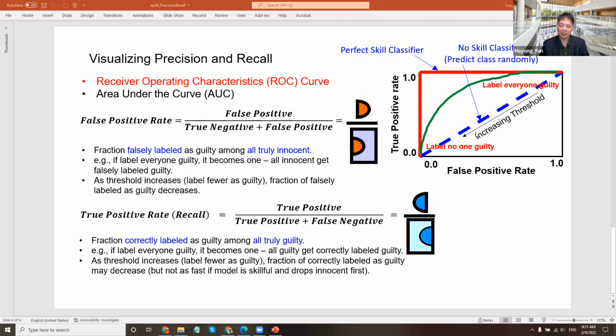In reality, an able model follows like a green line here. As the threshold increases and you accuse fewer people, the false positive rate will drop much faster than the drop in the true positive rate. But at some point, the true positive rate will also precipitate, right? Okay. So how close this green line is to this red line is the performance. You want this to be as close as possible to this red line.